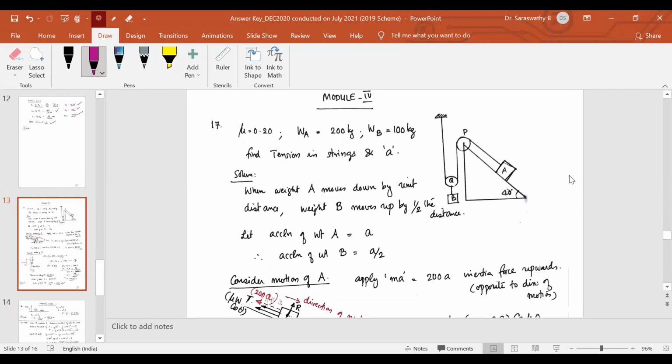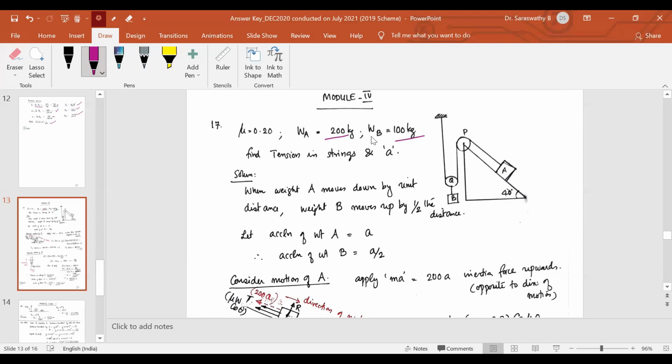So this is the system shown in the figure. Here there is a pulley. To this a mass is attached. B is the block attached to this pulley, and it is connected by a string which goes through the pulley. The other end of the string is attached to another mass A. The weight of A is 200, and the weight of B is given; the masses are given.